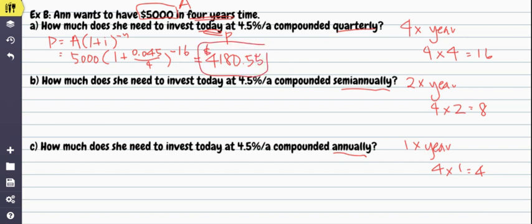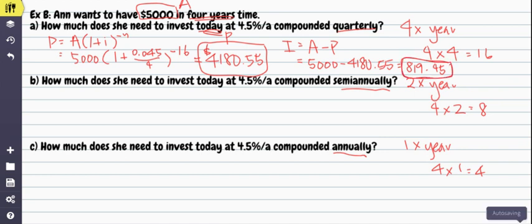Okay. And if I think about the amount of interest that I earned, again, it's I equals A minus P. So it's going to be 5,000 minus 4180.55, and this is going to be equal to $819.45. So that's the amount of interest she earns if we compound quarterly.